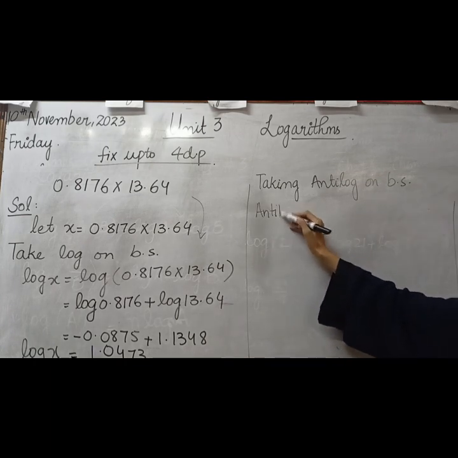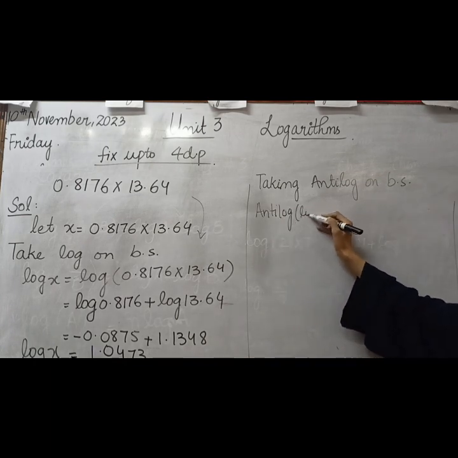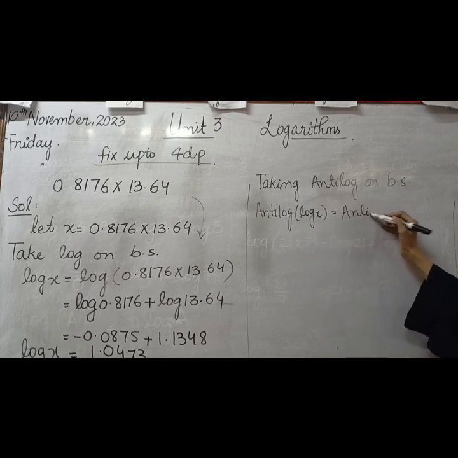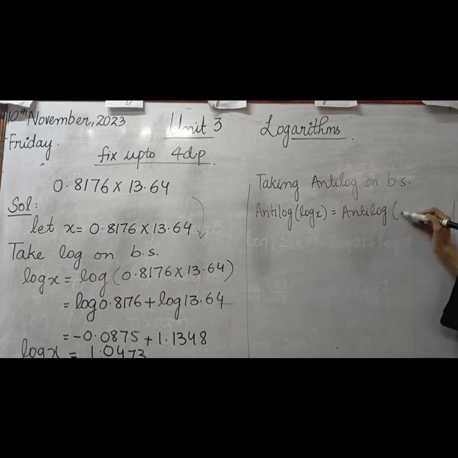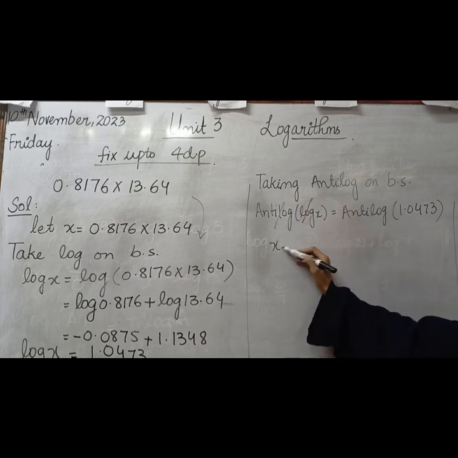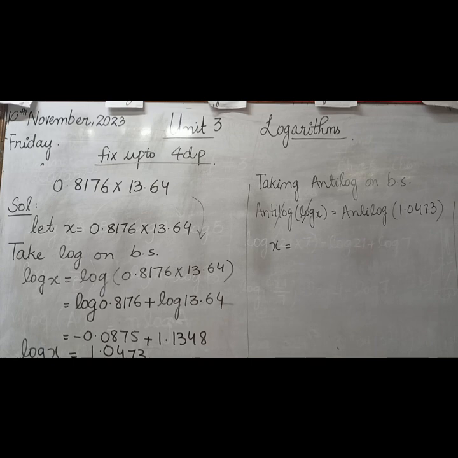Anti-log of log x is equal to anti-log of 1.0473. This anti-log and log will cancel each other and we will have only x is equal to. To find out the anti-log, you have to press the shift and then log from your calculator and you will get your answer.